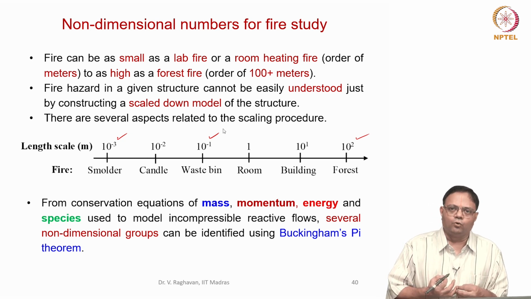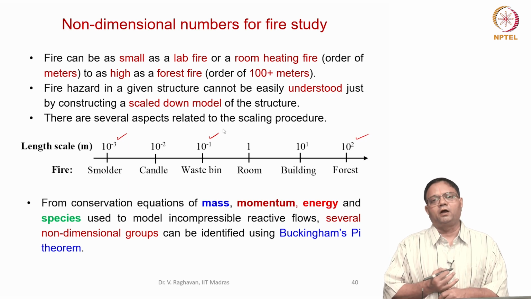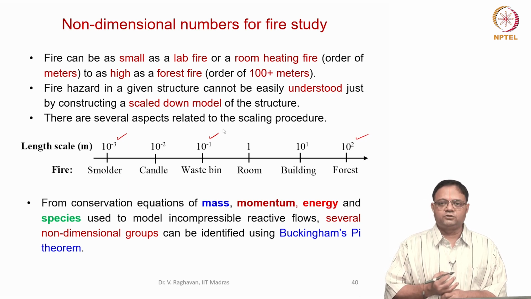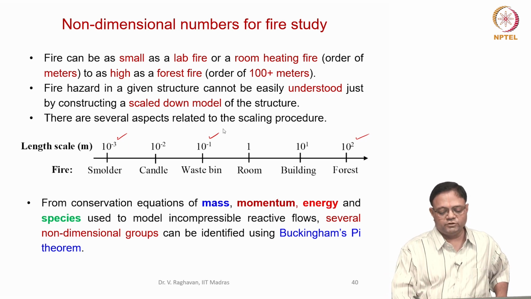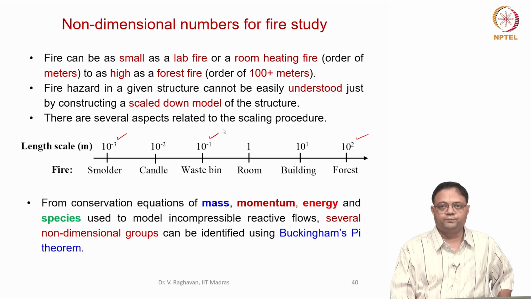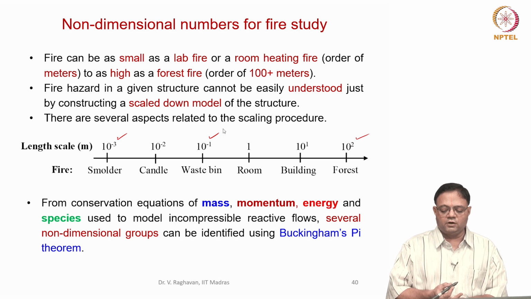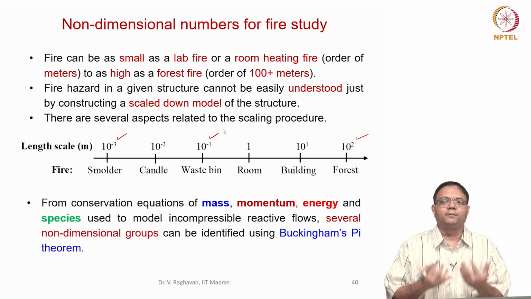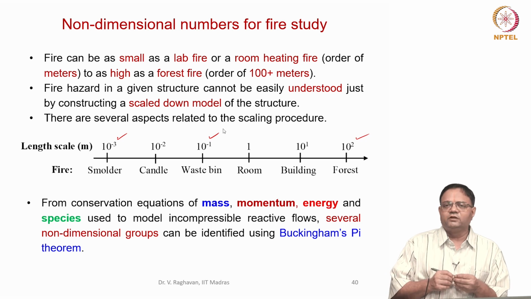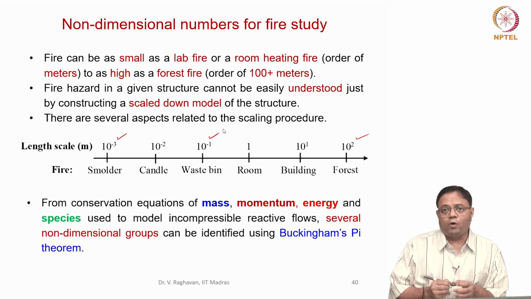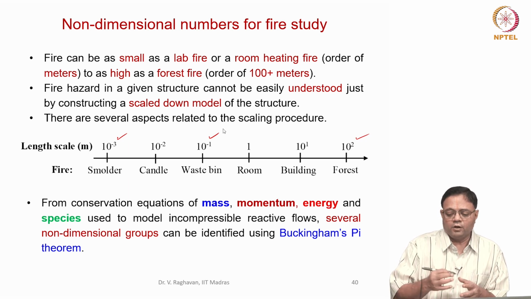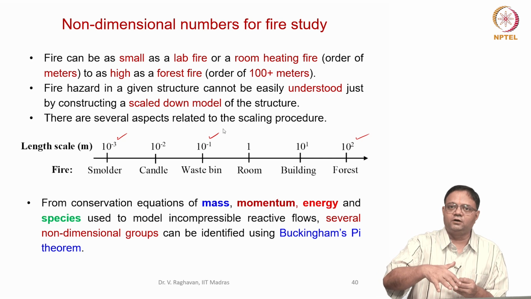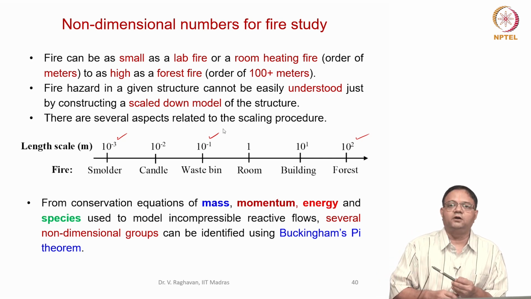So what best we can do is try to understand certain parameters or non-dimensional numbers which arise from conservation equations of mass, momentum, energy and species, and form some non-dimensional groups. This will give you some parameters, or we can best correlate the parameters we have measured to these non-dimensional numbers.